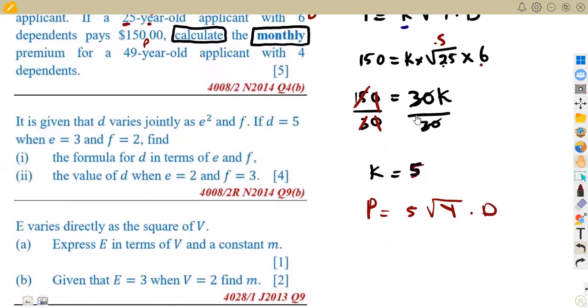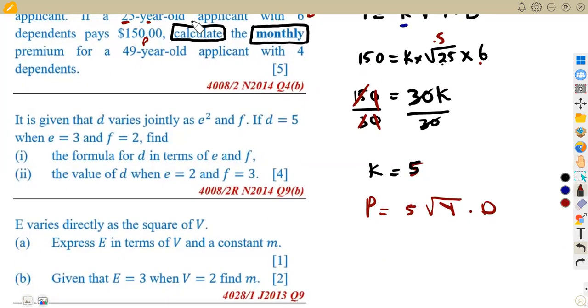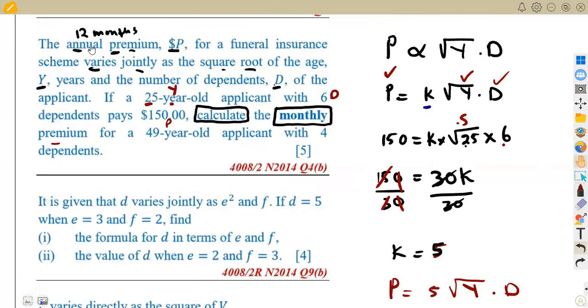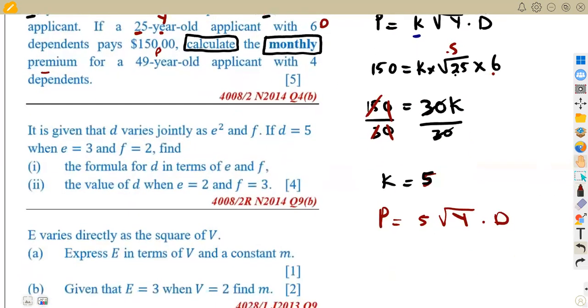The question is where we are being asked to calculate the monthly premium. Like I said, here we are not given P as a monthly premium. P is an annual premium. So they are simply asking you to calculate P, which is the annual, then you have to divide that answer by 12 to obtain the monthly. But what are we given for this monthly premium? We are given a 49-year-old. So we are given the years. Remember, the year is Y.